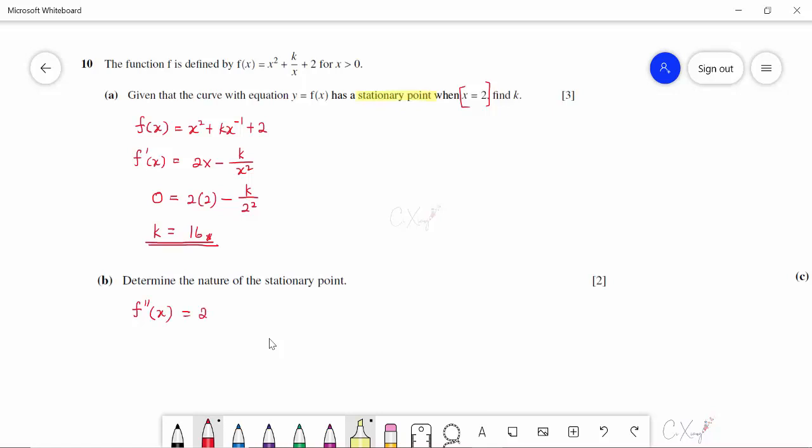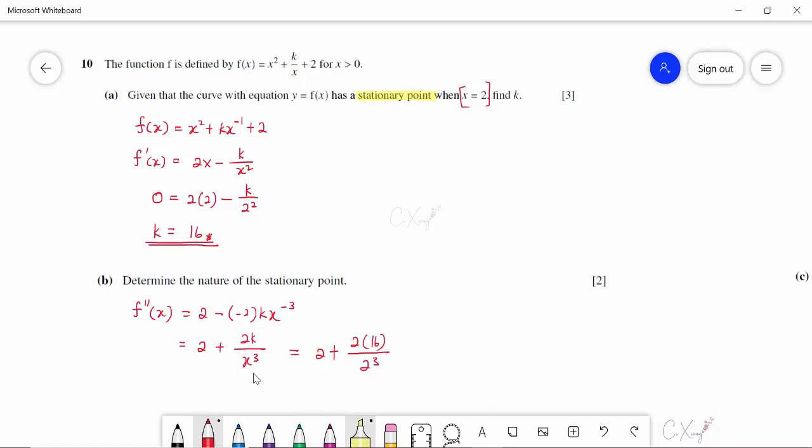So it will become 2 minus negative 2kx power negative 3. If I rephrase it again, I'm having 2 plus 2k over x power 3, which is 2 plus 2 multiplied with 16 divided by 2 power 3. Because at x equals to 2, we are having the stationary point. So when you substitute the x into the second derivative, it should also be x equals to 2.